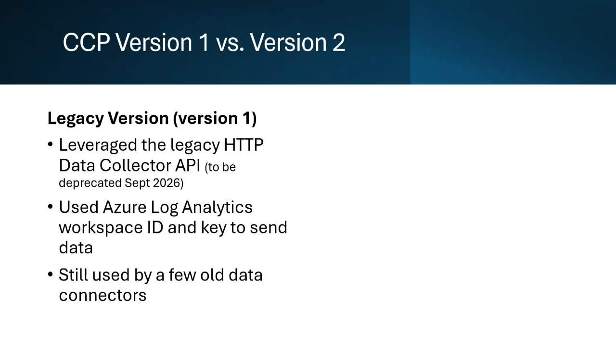This was the codeless connector platform that leveraged the Azure Log Analytics legacy HTTP Data Collector API, which is going to be deprecated in 2026. This also used the combination of the Azure Log Analytics workspace ID and key in order to authenticate and send data to the workspace. Lastly, it's still being used by some old data connectors. You'll see some of the old original codeless connectors out there or Azure Function-based connectors out there. These are all seen as the legacy version of the codeless connector platform.